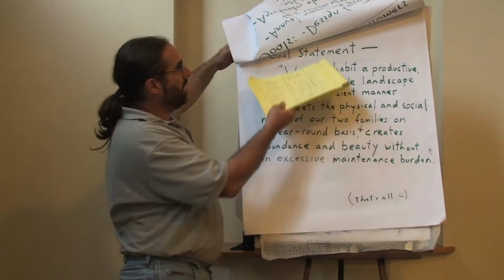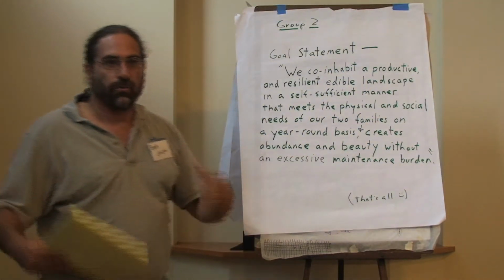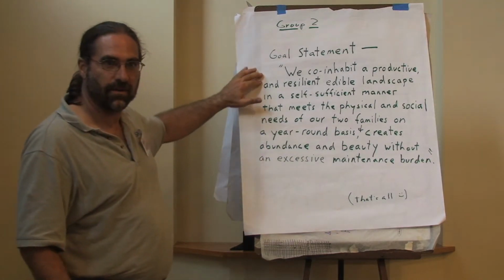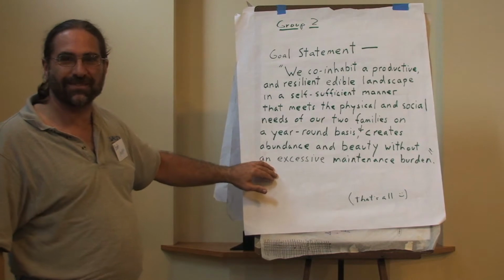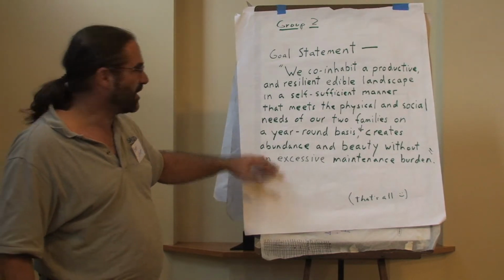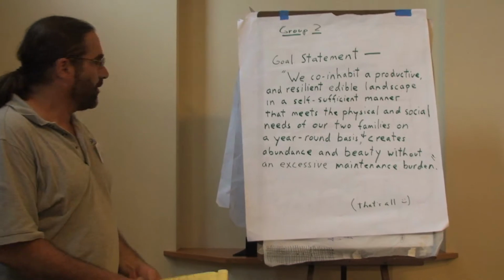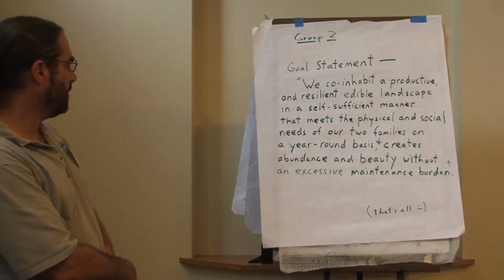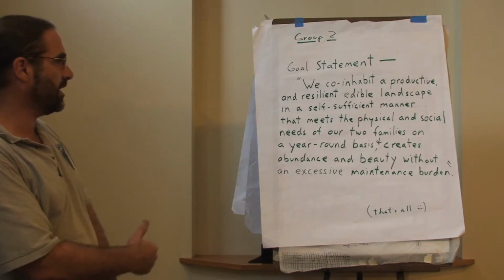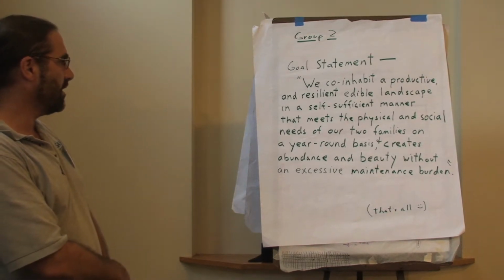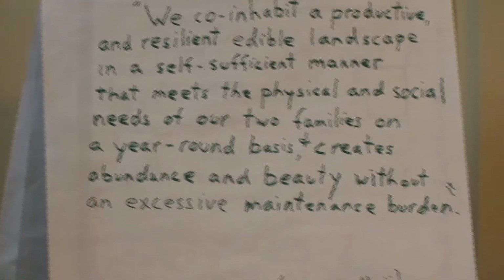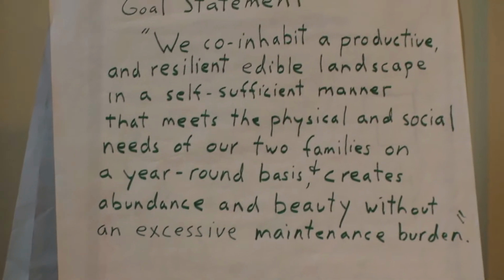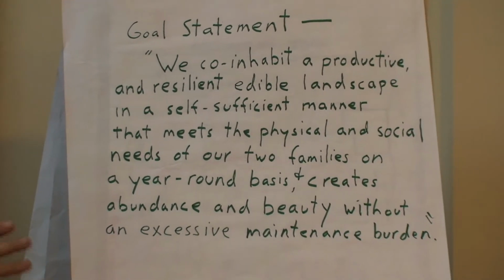To take all of that and reduce it down into a statement, we visualize it, we state it in present tense, active voice. And with more time, we probably could have reduced this down further. It's a long sentence, but I'll read it for those of you in the back. We co-inhabit a productive and resilient edible landscape in a self-sufficient manner that meets the physical and social needs of our 2 families on a year-round basis, creates abundance and beauty without excessive maintenance burden. You can see in that statement how we've woven in, like a tapestry, all the goals.